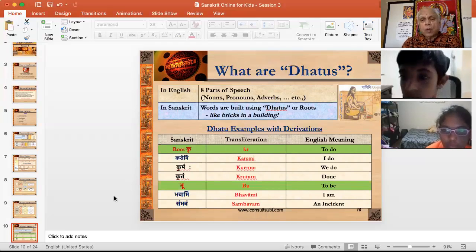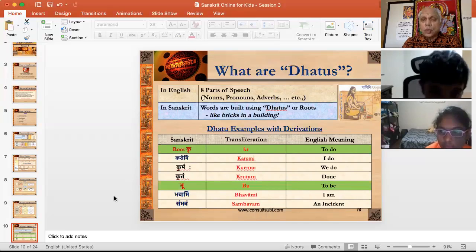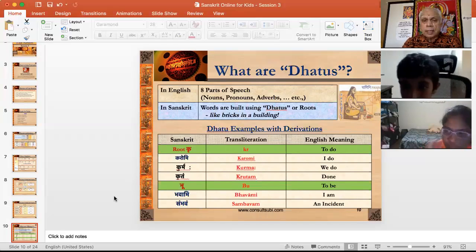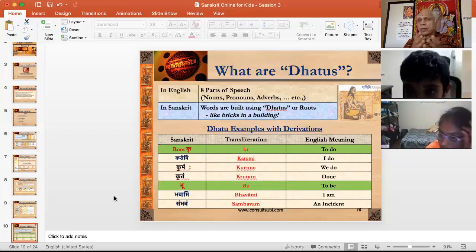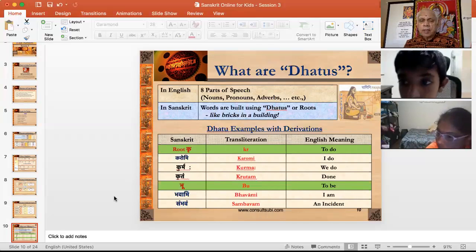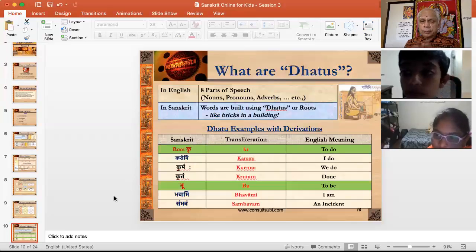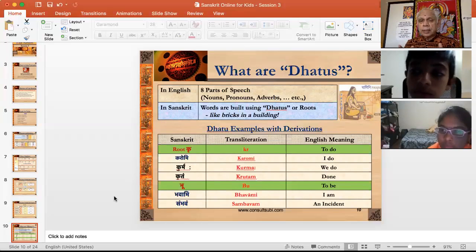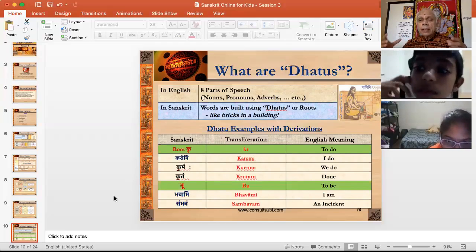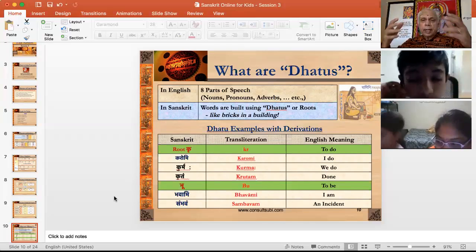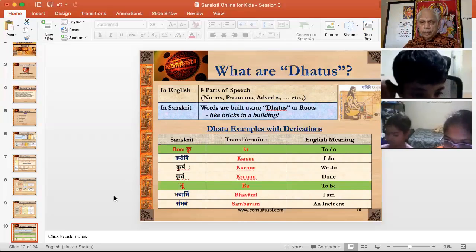where we're going to talk about what are dhatus. There is a word called dhatu. Dhatu means root. There's a big difference between English and Sanskrit. In English, you have different parts of speech, as I mentioned before, nouns, pronouns, verbs, adverbs, etc. But in Sanskrit, there are certain basic roots. Like you have bricks in a building, you keep one brick, above that you keep another brick and another brick, then you start building. It becomes a wall.